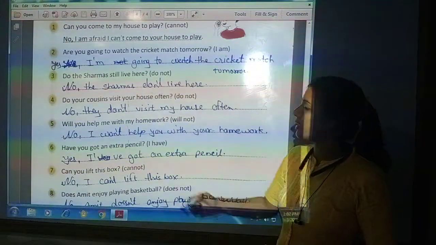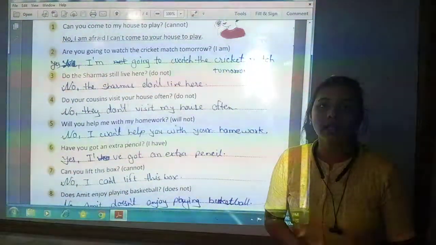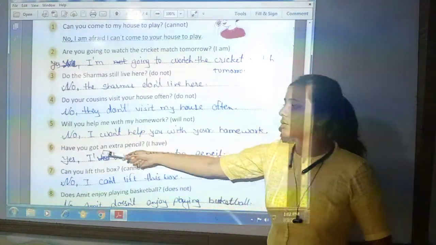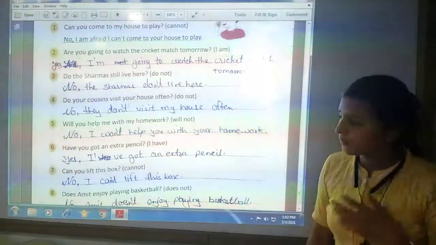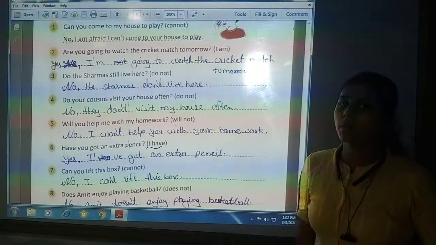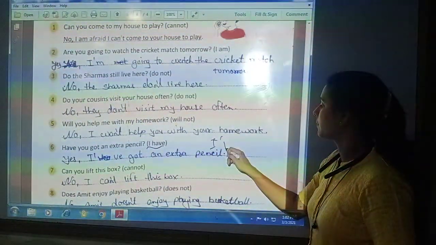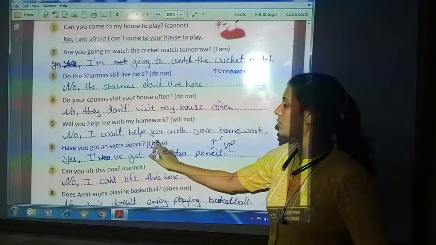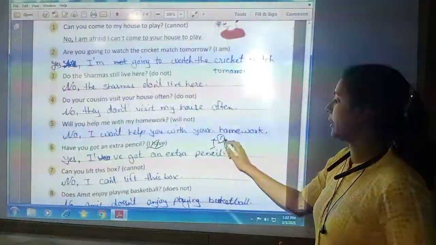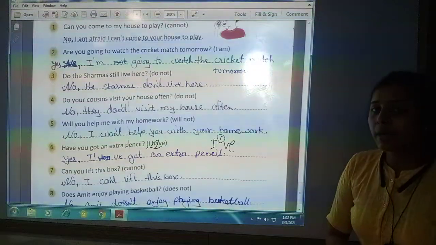Then, have you got an extra pencil? Not is not given, that means it is a positive answer. So first you will say yes. As the question is asked to you, you will say I. Then you have to make the short form of I have. It will be written as I've. In have, the first two initial letters will be removed, and at that place we will put an apostrophe. So it will become yes, I've got an extra pencil.